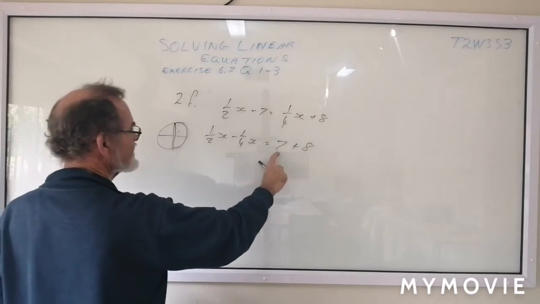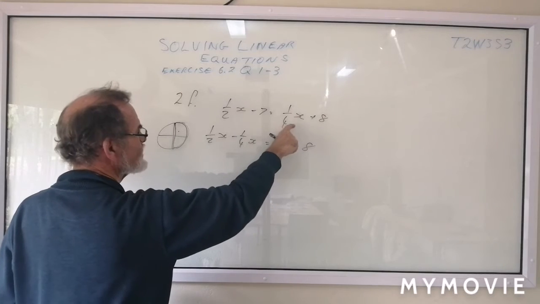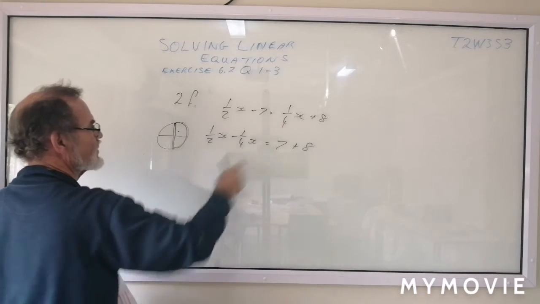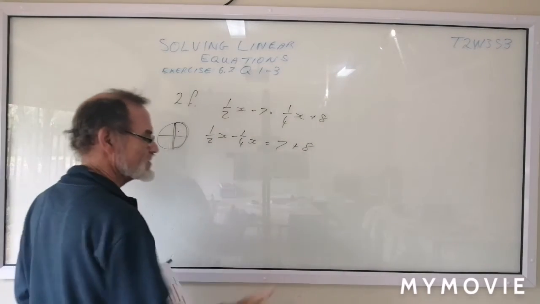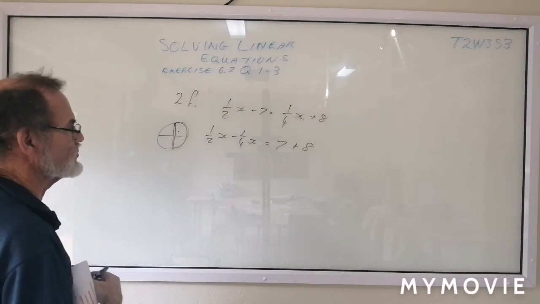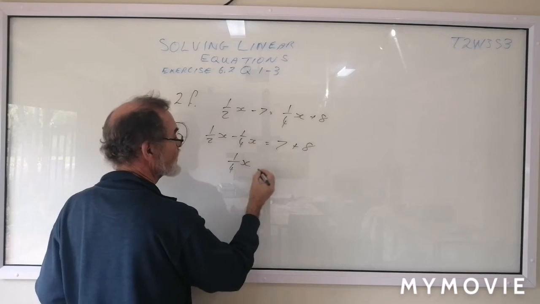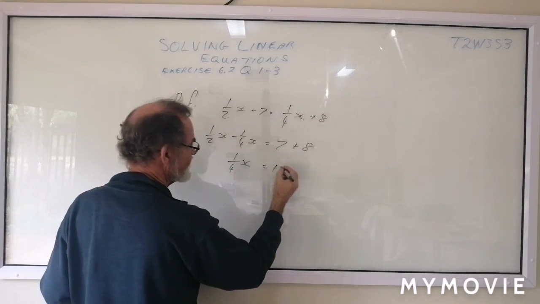We've added 7 to both sides, that's become 0. We've subtracted quarter x from both sides, that became 0. What's a half minus a quarter? We're just looking at the apple. If you have a half and you take a quarter away, you're left with a quarter. Quarter x. And 7 plus 8 is 15.